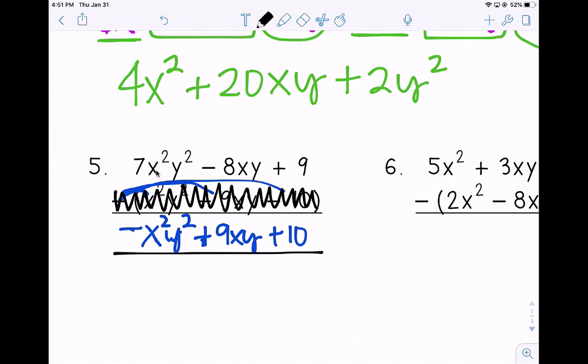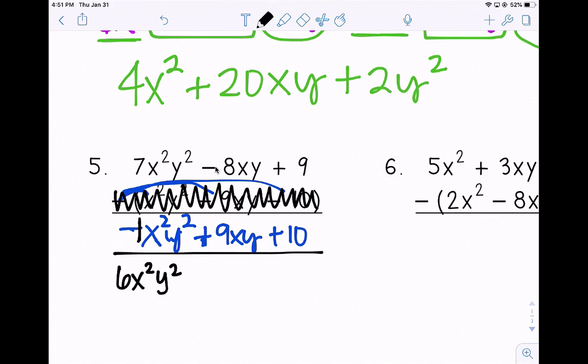So now I have 7x squared y squared minus x squared y squared. So these are like terms, which is why it's nice to have them lined up. So this is 7 minus, again, that's not imaginary, an understood 1. So an understood 1 right there. So 7 minus 1 would be 6x squared y squared.